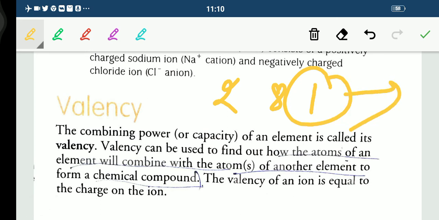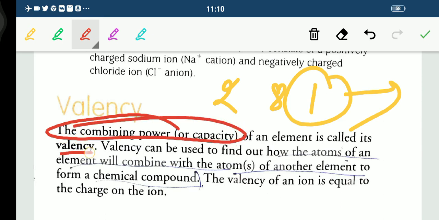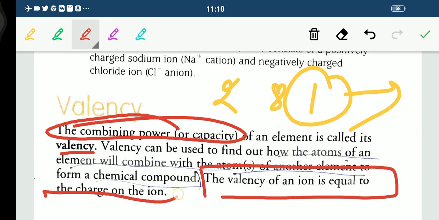See here. We can say that the combining power or capacity of an element is called the valency, or simply you can just learn this: the valency of an ion is equal to the charge on the ion. So what charge does sodium have? Positive, 1 positive. So the valency would be 1. Similarly, what about magnesium? It is 2.